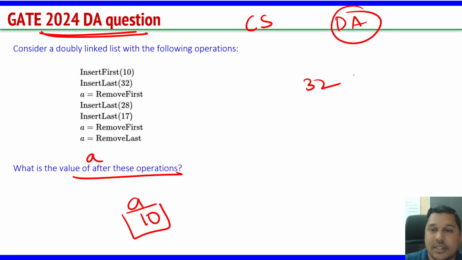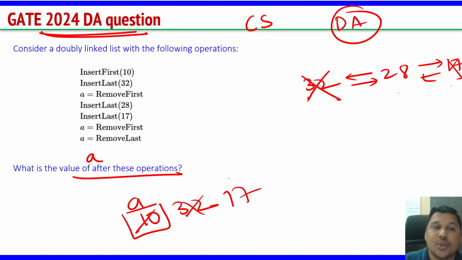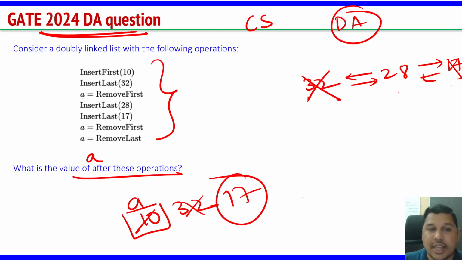Now insert last. So again I am inserting elements, that is 28. Again insert last, that is 17. So I got 32, 28, 17 in the list. Now a equal to remove first. 32 will be gone. So a becomes 32 now. Now a becomes remove last. Remove last means I have to remove 17, that is pasted into a. So after these operations, what is the value of a? It is 17. It is as simple as that.